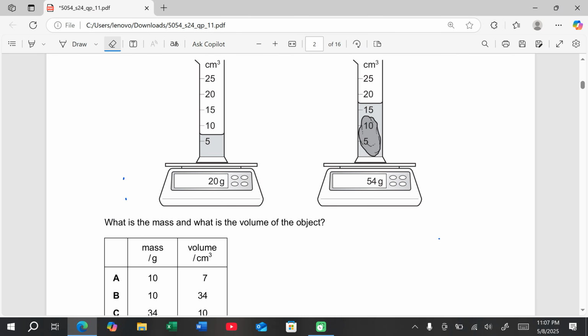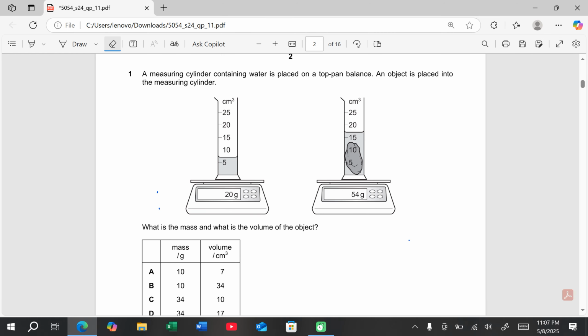Okay, so today we'll be doing a new paper, that is Physics O Levels May June 2024, paper 1, variant 1. So let's start with question number 1. A measuring cylinder contains water and is placed on a top pan balance. An object is placed into the measuring cylinder. What is the mass and what is the volume?